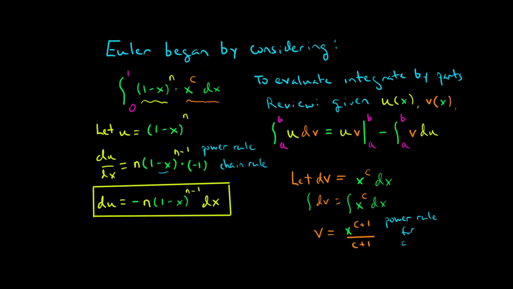And I know that some of you are wondering, where's the constant of integration? When you do integration by parts, that drops out of it, so I don't have to worry about that here. So there we have it. That's our du and our v. And again, here's what we've got.